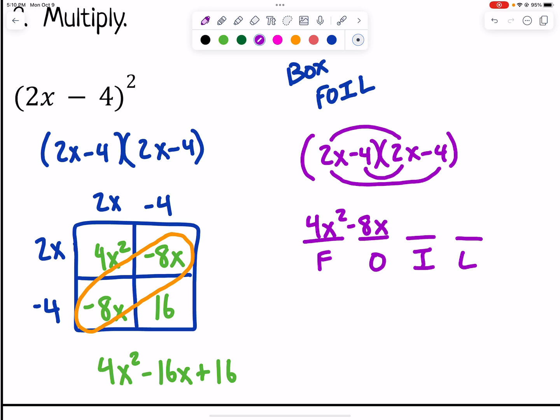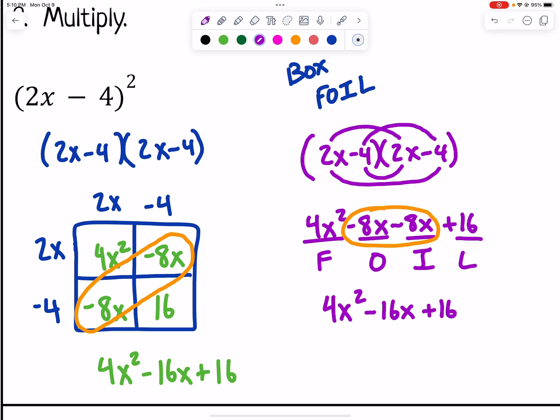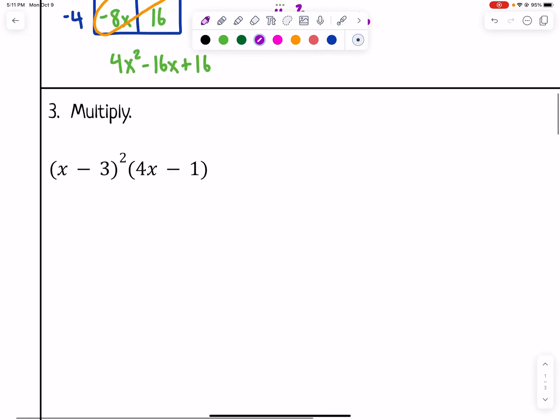The I is inside, so those are the two in each parentheses that are closest together. So negative 4 times 2x is negative 8x again. And then last is our L, and that means the last term in each parentheses. So negative 4 times negative 4 is positive 16. And then again, you want to add the two in the middle if possible, or sometimes they cancel out, but not always. So 4x squared, and then negative 8 and negative 8 add up to be negative 16x, and then plus 16. So notice either way you do it, you get the same answer. And on your quiz, you only need to pick one of these methods to show your work. Let's move on to number 3.